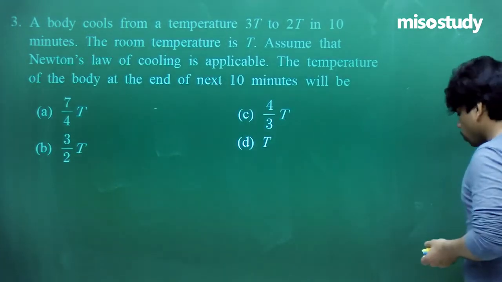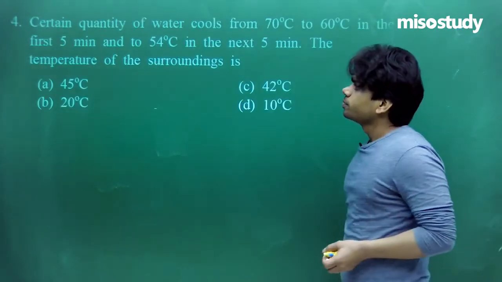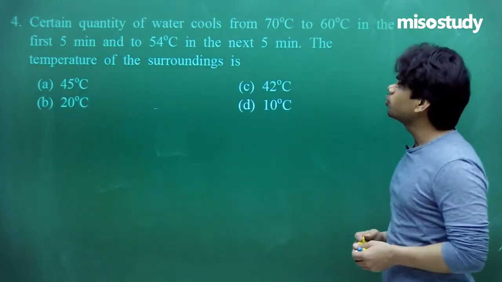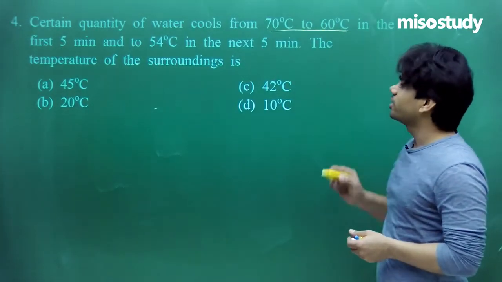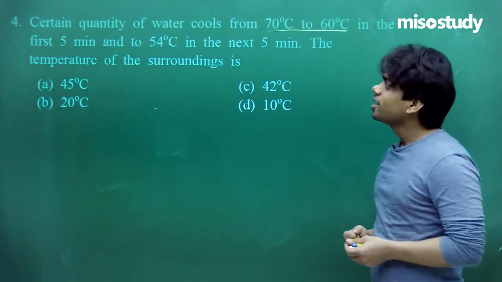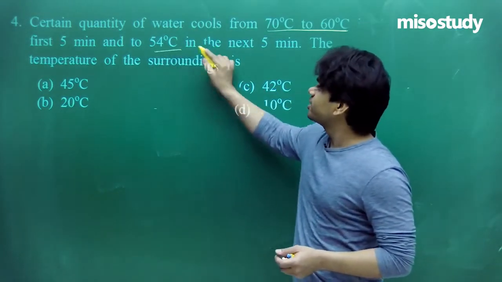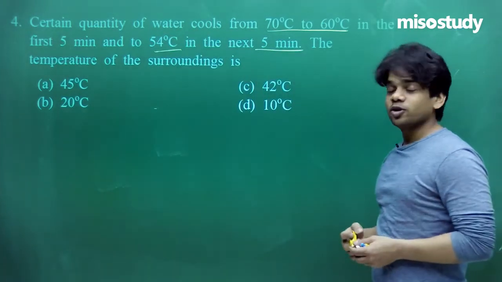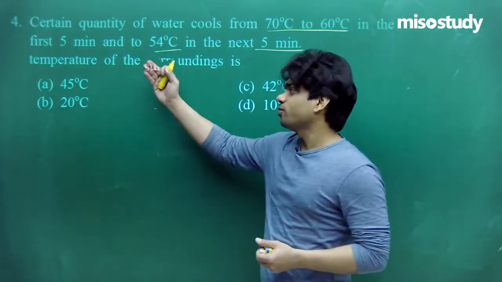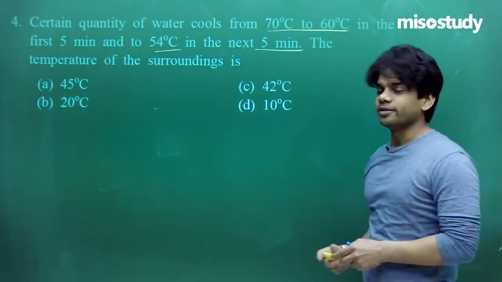And let me just wipe this board. Question number 4. A certain quantity of water cools from 70 degrees Celsius to 60 degrees Celsius in the first 5 minutes and to 54 degrees Celsius in the next 5 minutes. The temperature of the surrounding is A 45, B 20, C 42, D 10.